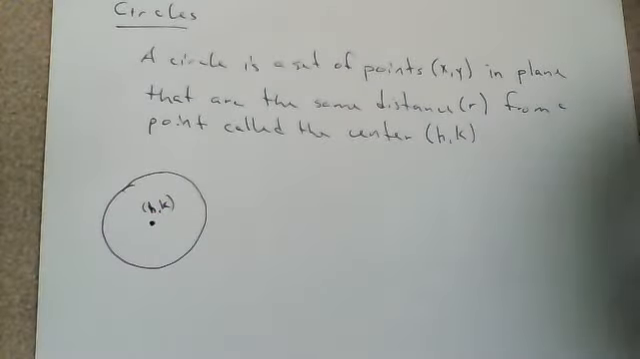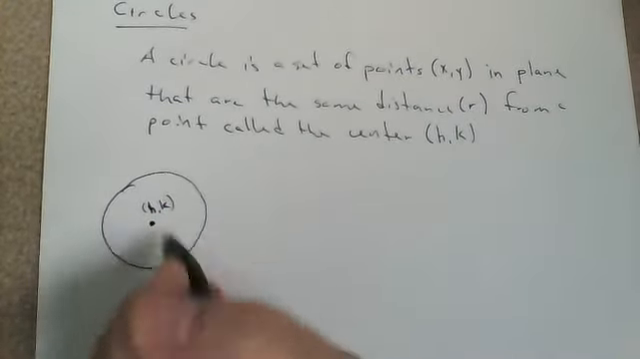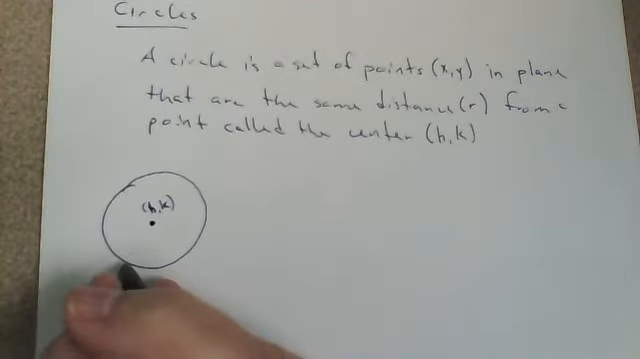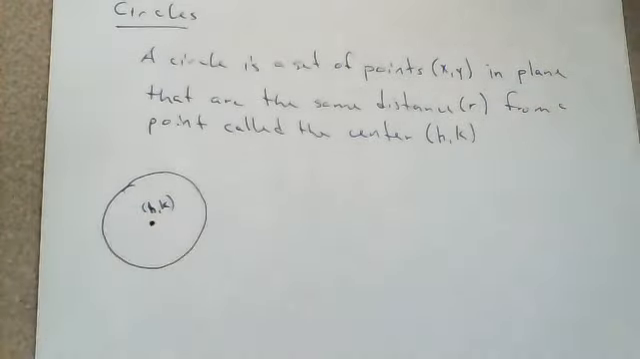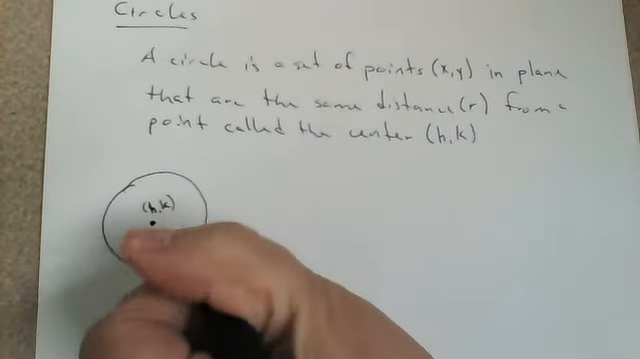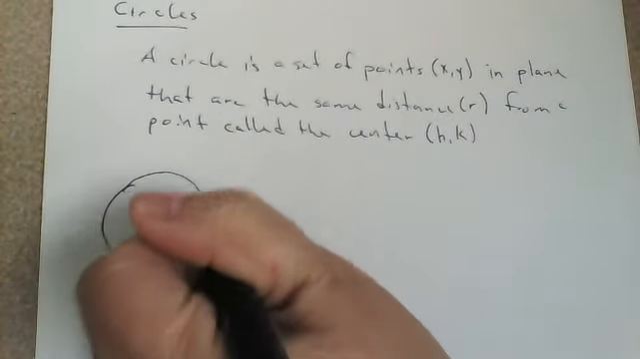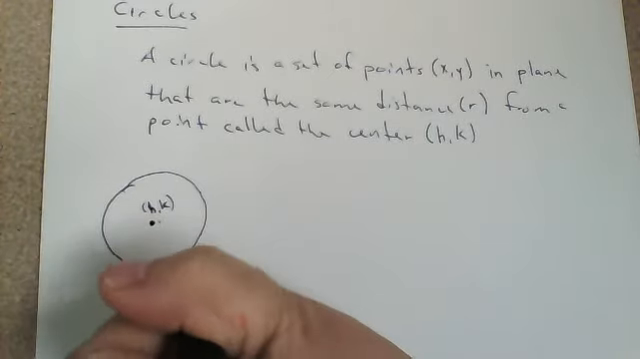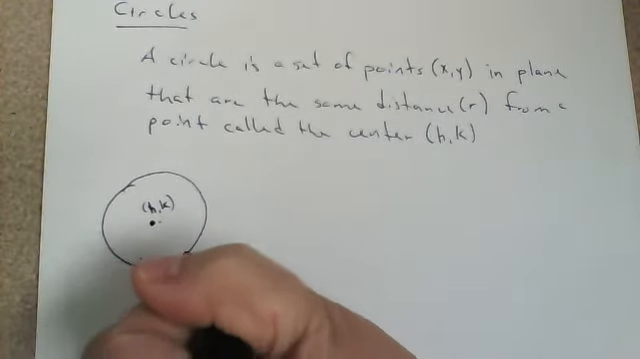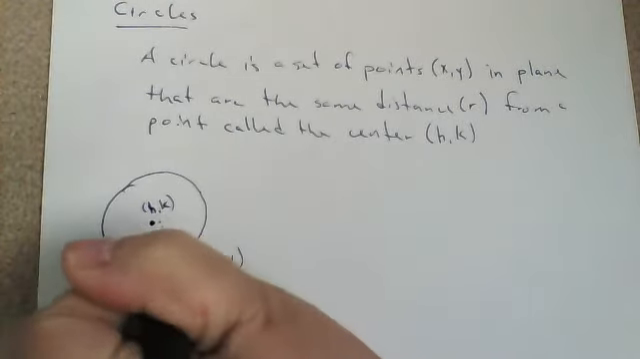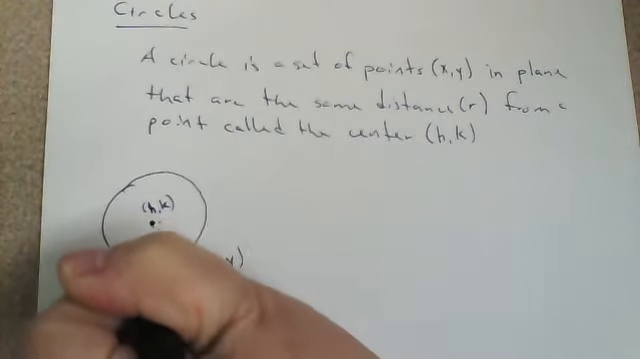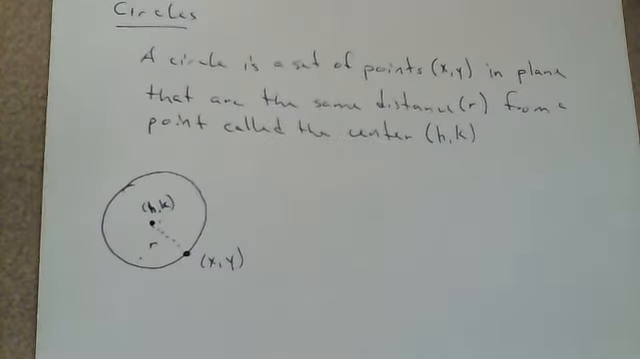So if our center is HK, anywhere on this circle can be XY. Doesn't matter. I could put it here. I could put it here. It doesn't matter because it's a circle no matter what, right? They're going to be the same distance from the center. Any point on this circle is the same distance from the center. So I'm going to put it right here, and I'm going to call this point XY, right? And the radius is this distance between them. Does that make sense? Is everybody following? I hope so.